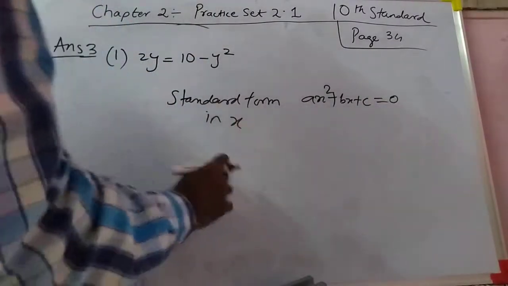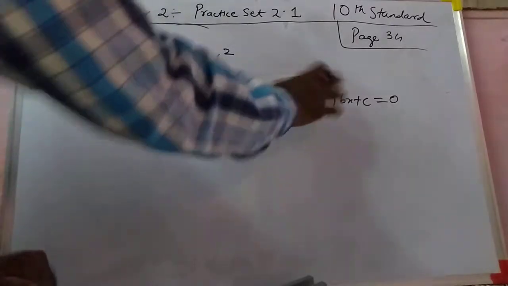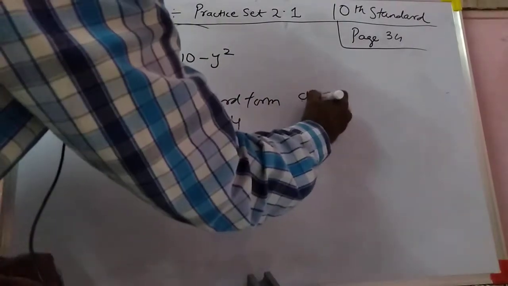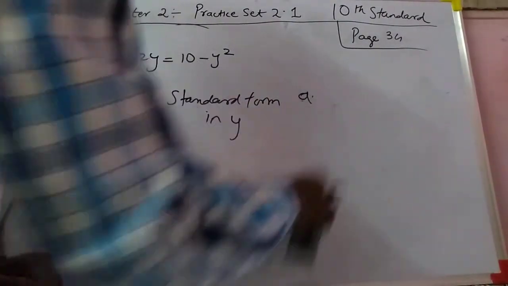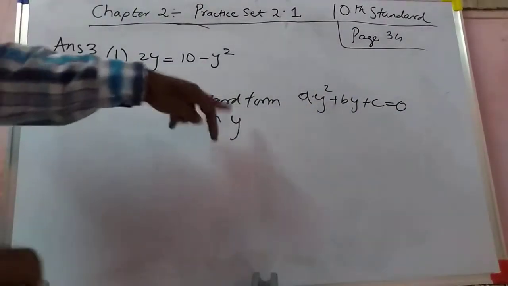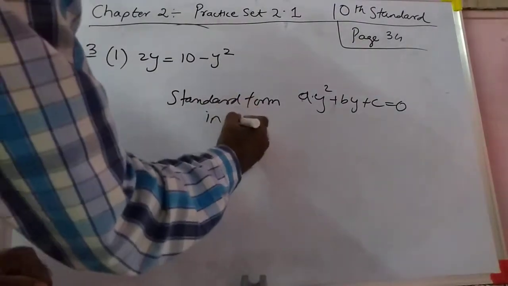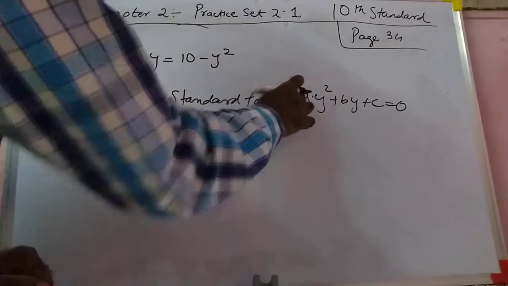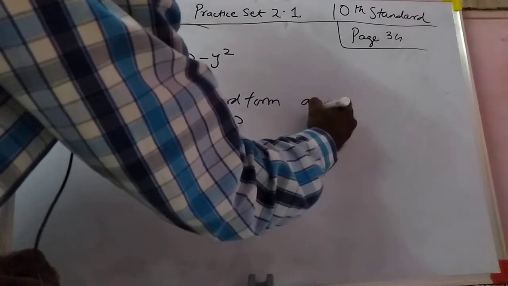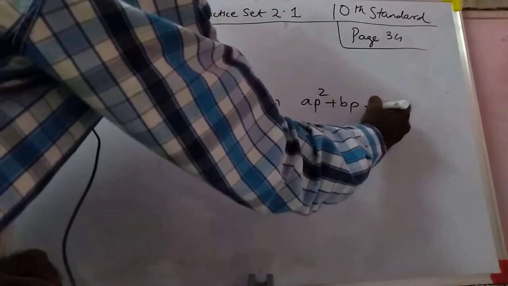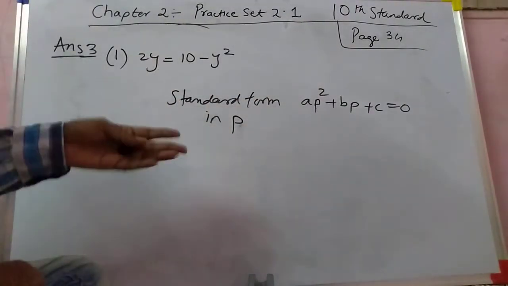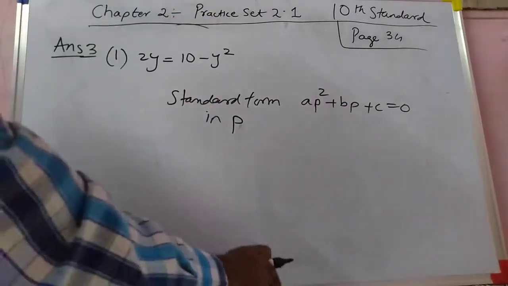In x, if it is in x, it will be x. If the variable is y, the standard form will be ay square plus by plus c is equal to 0. Standard form in y. Because a is already given, we can take another letter like p. It will be ap square plus bp plus c is equal to 0. So you can write the standard form in any other variable also, compulsory नहीं कि x में लिखना है, ठीक है.